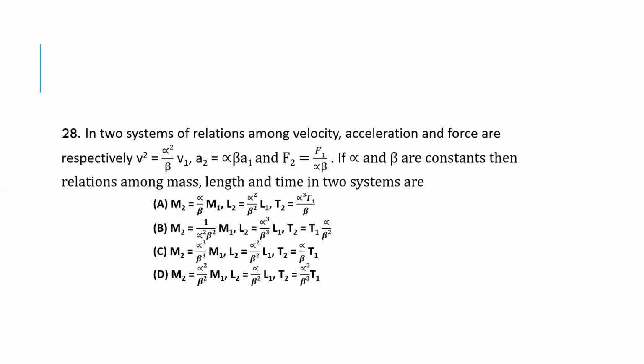In two systems, the relations among velocity, acceleration and force are respectively v2 is equal to alpha square by beta v1, a2 is equal to alpha beta a1 and f2 is equal to f1 divided by alpha beta. If alpha and beta are constants, then what are the relations among mass, length and time in the two systems? So here we need to calculate the relation.